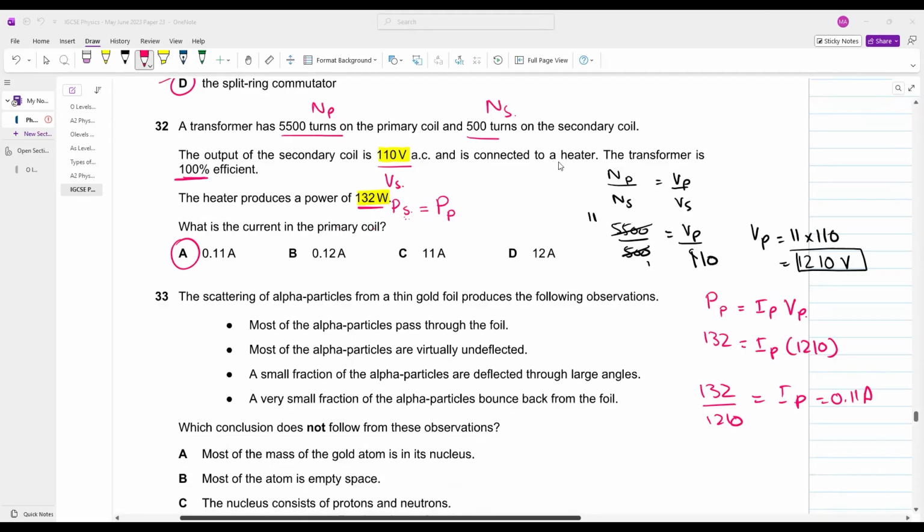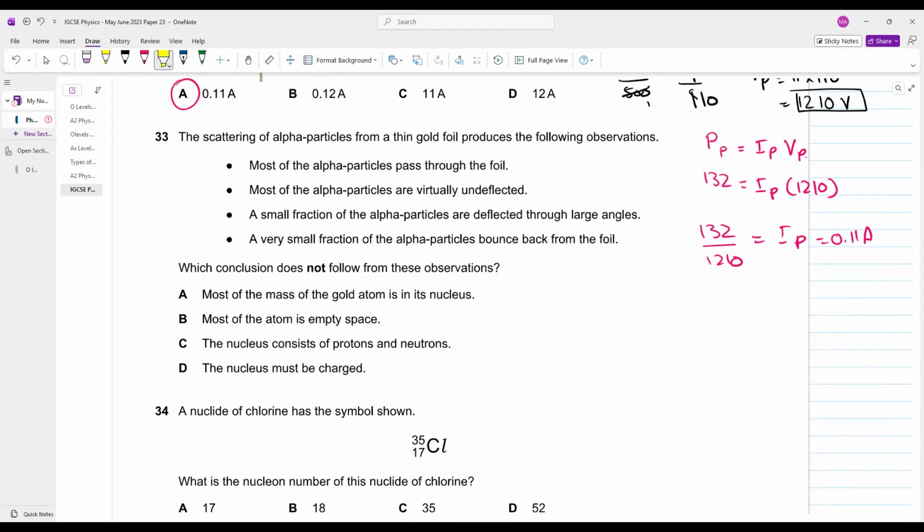Okay, moving ahead. The scattering of alpha particle from a thin gold foil produces the following observation. Most of the alpha particles pass through the foil. Yeah, most of the alpha particles are virtually undeflected. A small fraction of the alpha particles are deflected through large angles. A very small fraction bounce back. All four of these observations are correct. Which conclusion does not follow from these observations? Which conclusion is not correct?